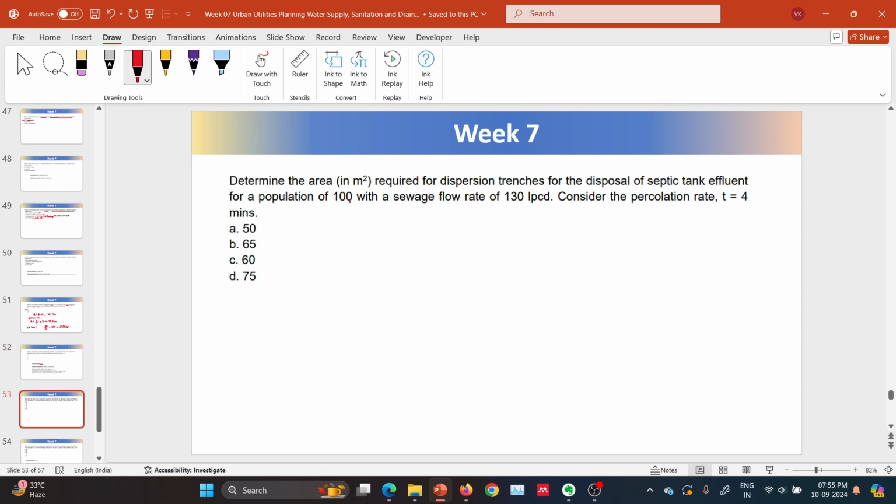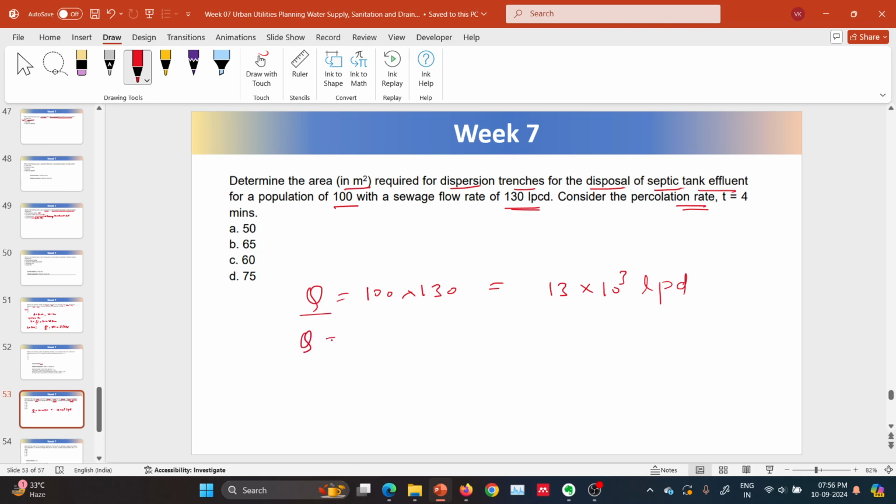So determine the area in meters square required for dispersion trenches for the disposal of septic tank effluent for a population of 100 and sewage flow is this much. Consider the percolation rate is this much. So we have this discharge is 100%, 130 LPCD. So 13 into 10 to the power 3 liters per day is required.